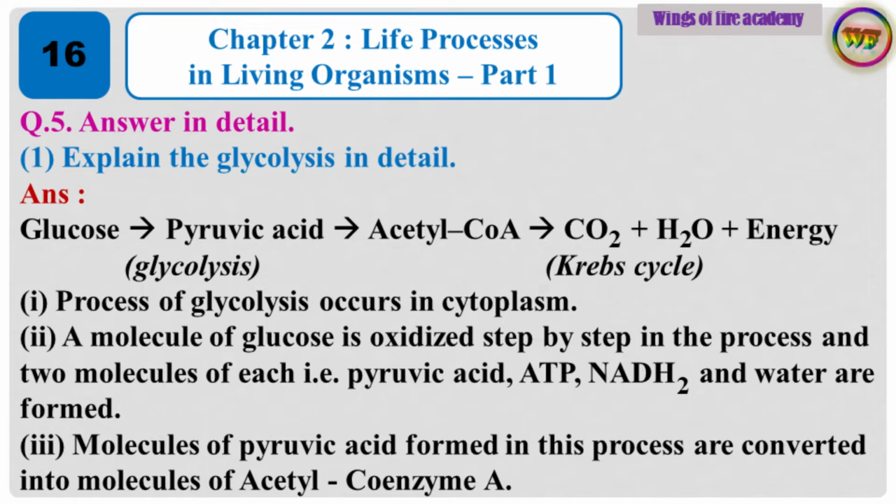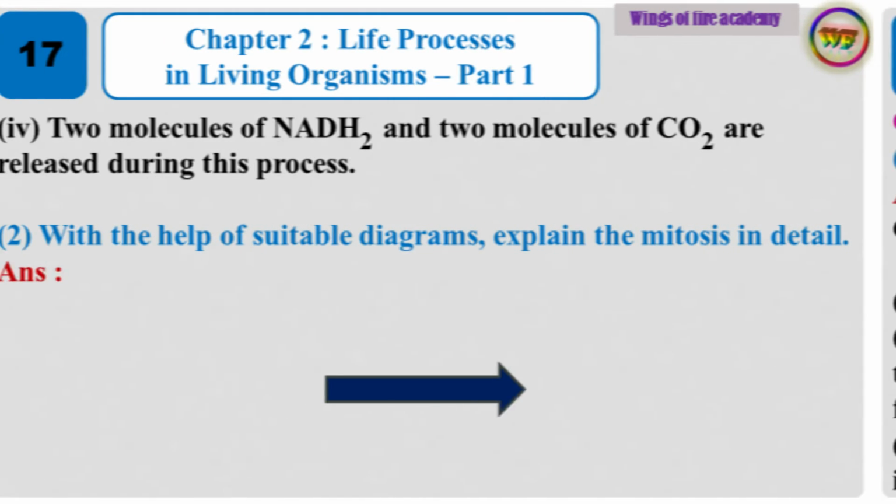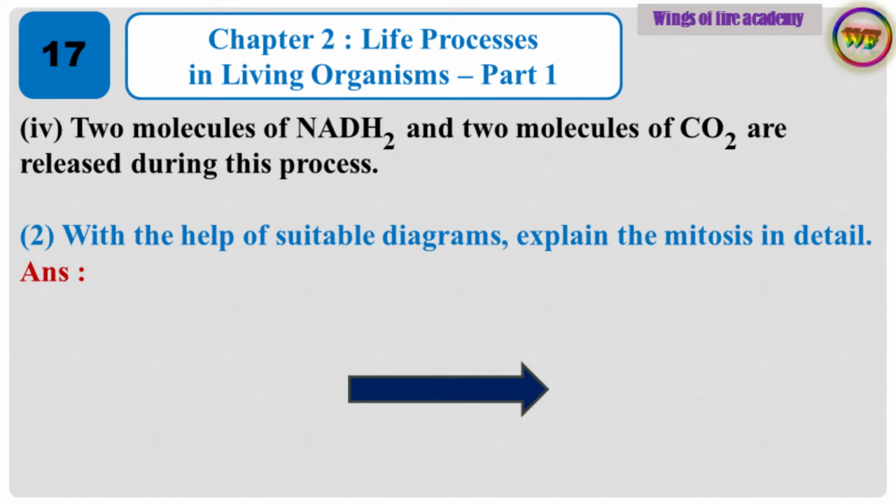3. Molecules of pyruvic acid formed in this process are converted into molecules of acetyl coenzyme A. 4. Two molecules of NADH2 and two molecules of CO2 are released during this process. Sub-question 2. With the help of suitable diagrams, explain the mitosis in detail.